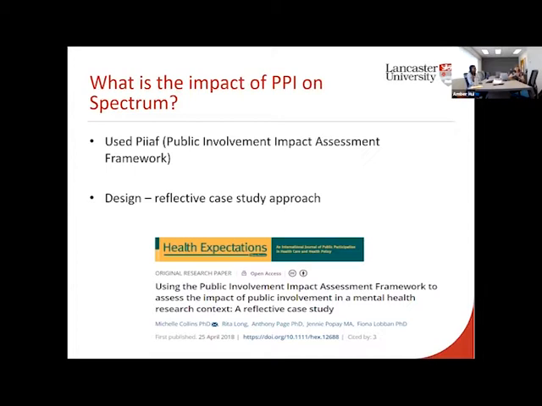So the Public Involvement Impact Assessment Framework was developed by a combination of a team of us in Lancaster and a team down south in the UK as well. And we used it as a kind of reflective case study on our own work. And I'm going to explain a little bit more about how that goes. And again, if you're already familiar with this, then please bear with me. But if not, it's worth just having a look at this to see whether it could be useful.